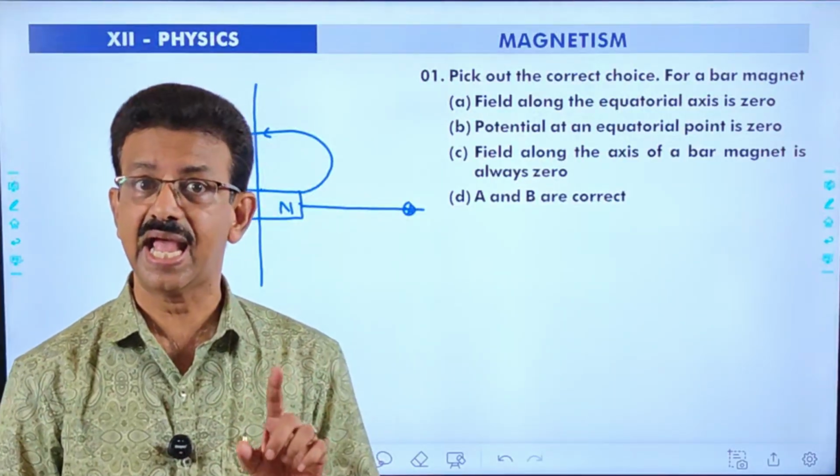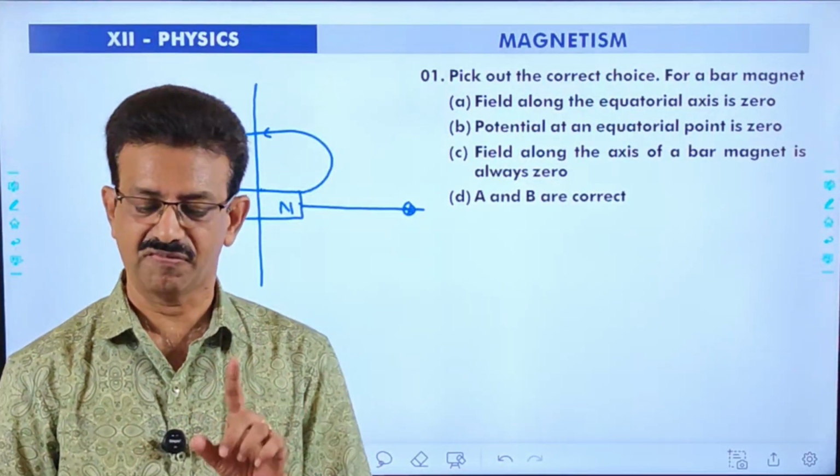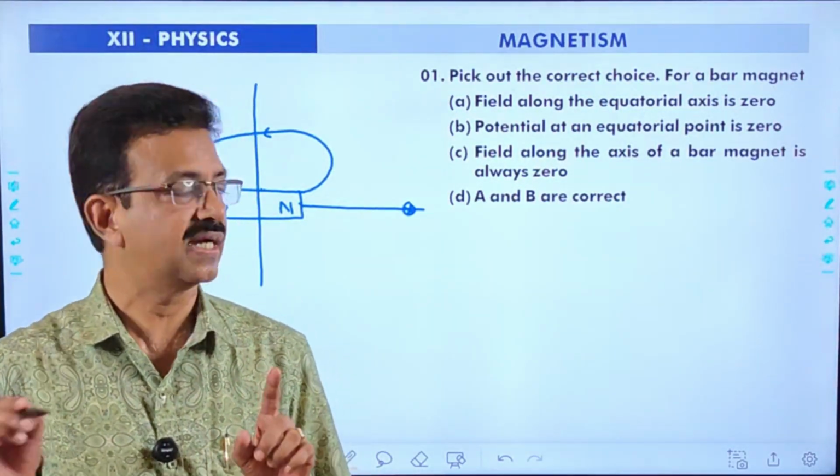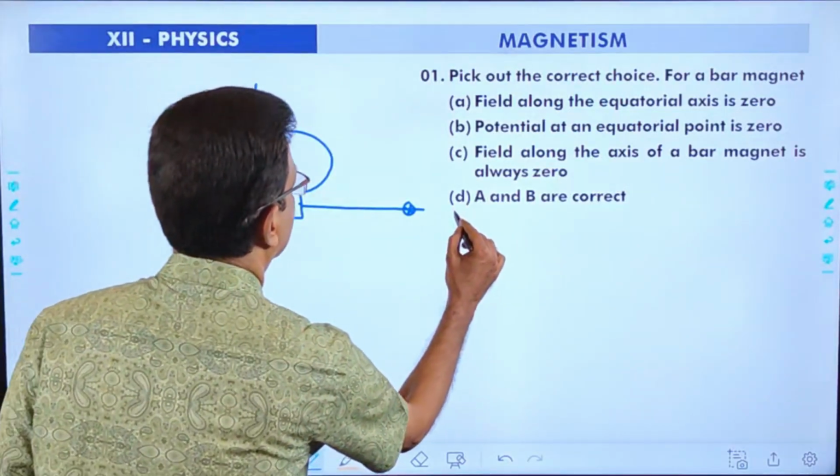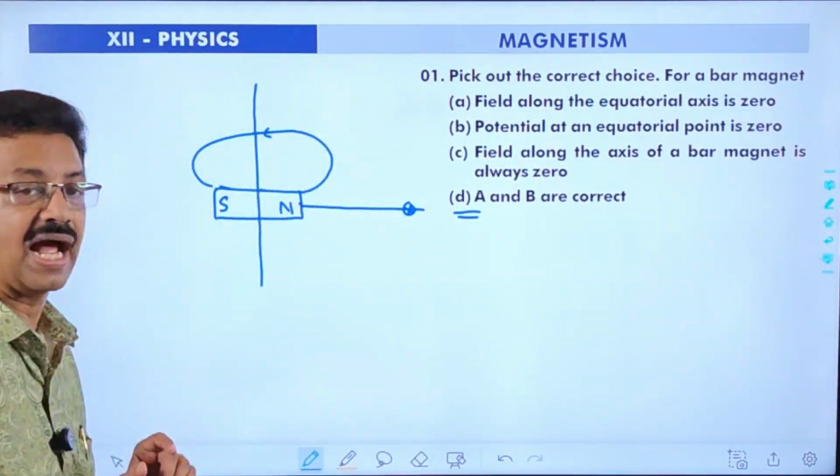Then the correct answer is D, that is, A and B are correct. For the first question, the correct choice is D.